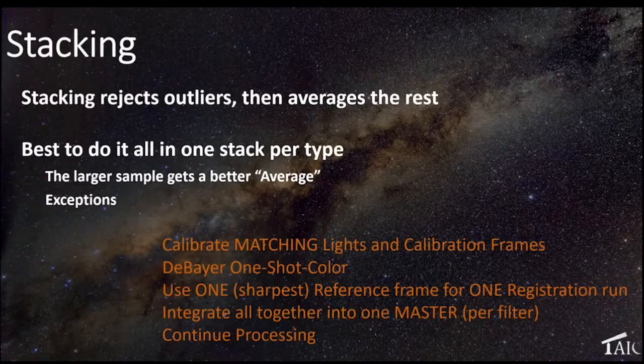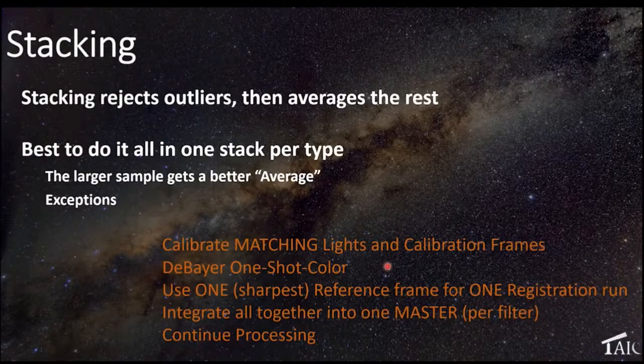And with all averages, the more samples you have, the better the average is going to be. Now, there are exceptions to this rule. If, for instance, you've taken 1,000 subframes, it takes a computer a long time to do this with 1,000 subframes. So you may want to break that down into smaller subsets. But best if you can do it all at once and calibrate all at the same time, and stack all at the same time.